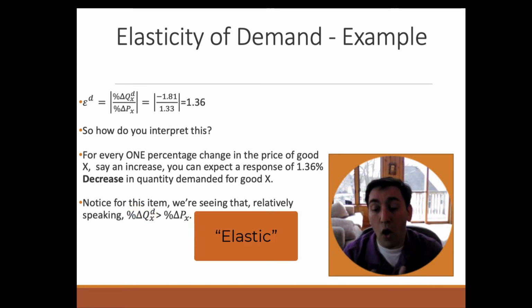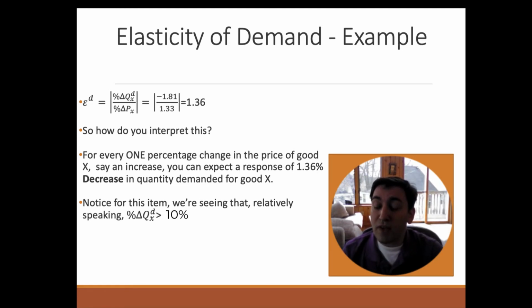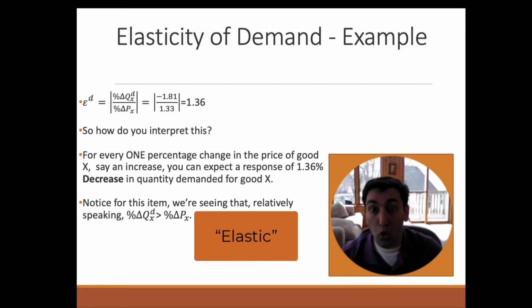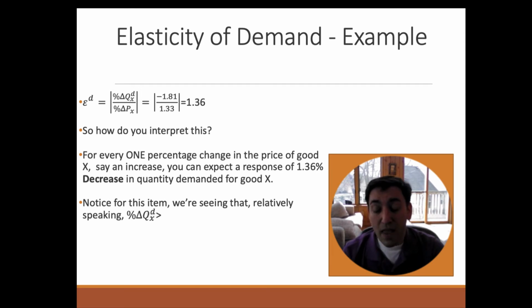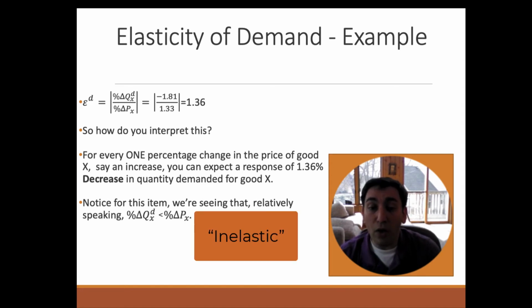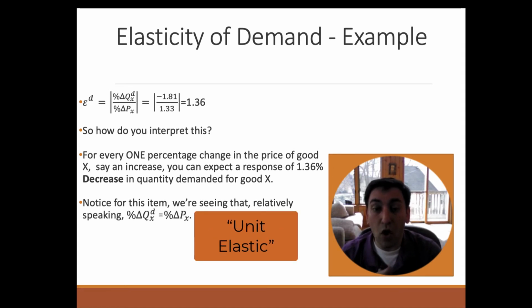Now we're going to call that bigger response elastic. If I change the price by 10% and more than 10% of my buyers change their behavior, we're going to say that's a greater than proportional change and it's elastic. If I change my price by 5% and a smaller than 5% change, it's relatively smaller than the price change, we're going to call it inelastic. And if they're proportional, we're going to call them unit elastic.